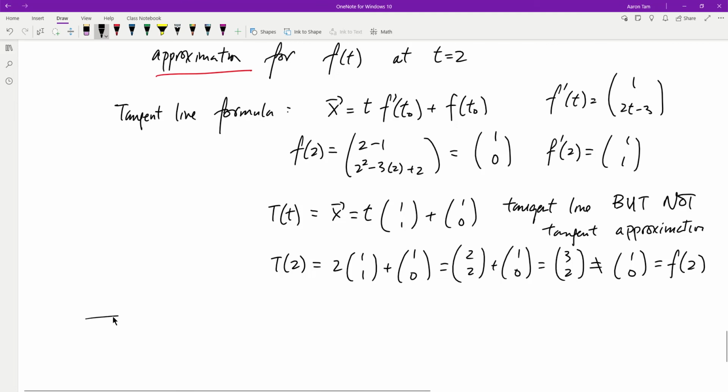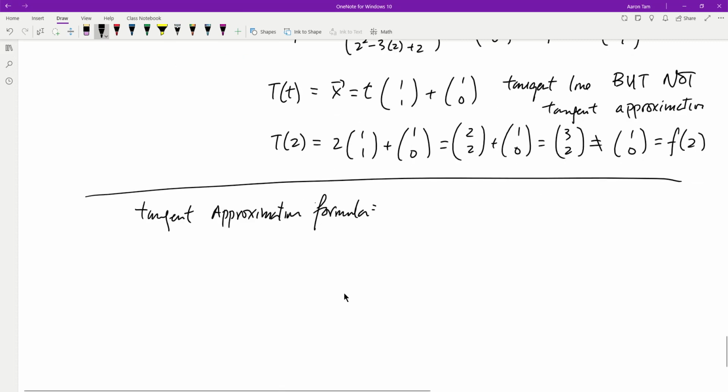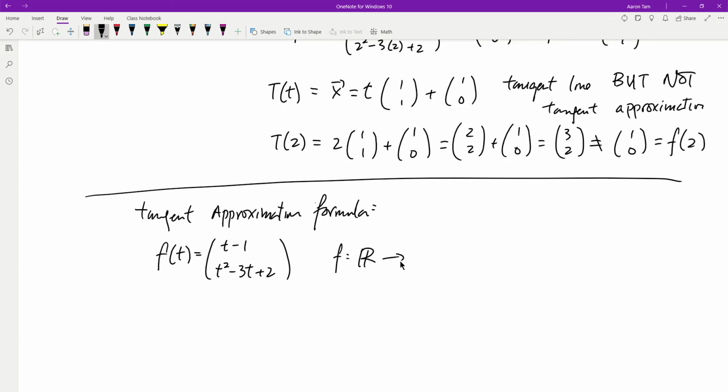Now I'll show you how to use our tangent approximation formula. To use it correctly, you really have to pay attention to the dimensions so that you don't mess up your problem. Here's our function, f of t equal to (t minus 1, t squared minus 3t plus 2). If I look at this correctly, f goes from R to R^2. Now I'm going to use my tangent approximation formula. Here's my formula.